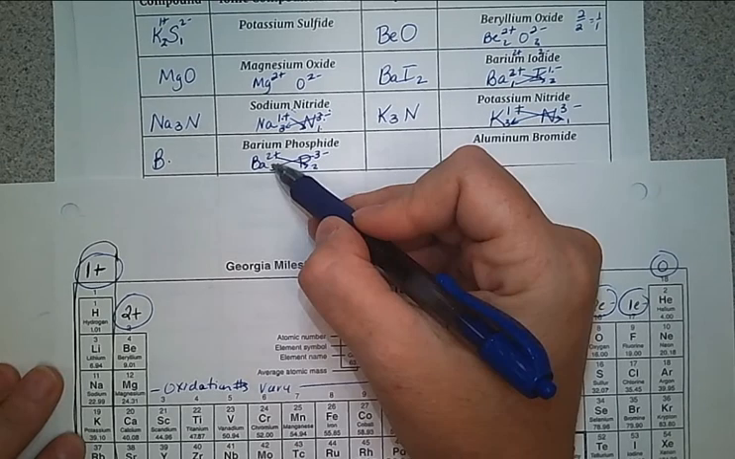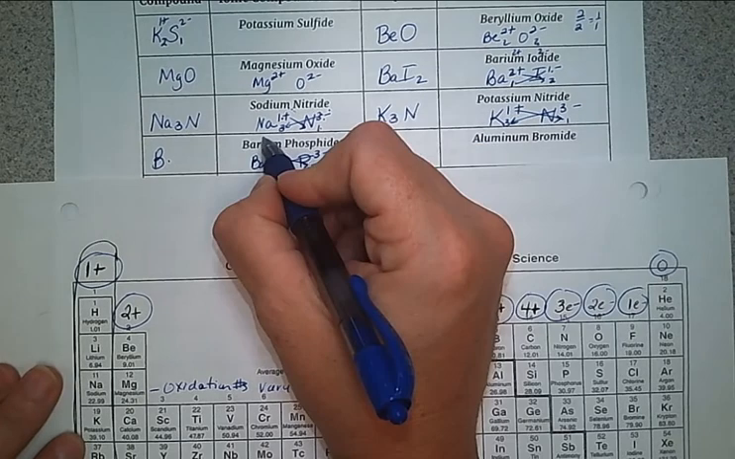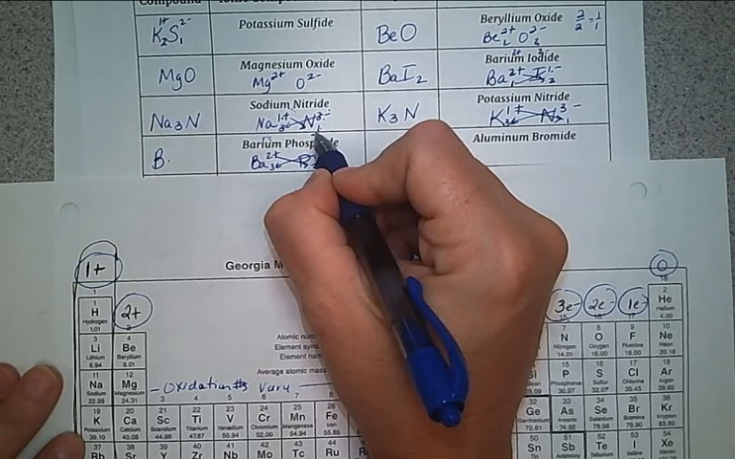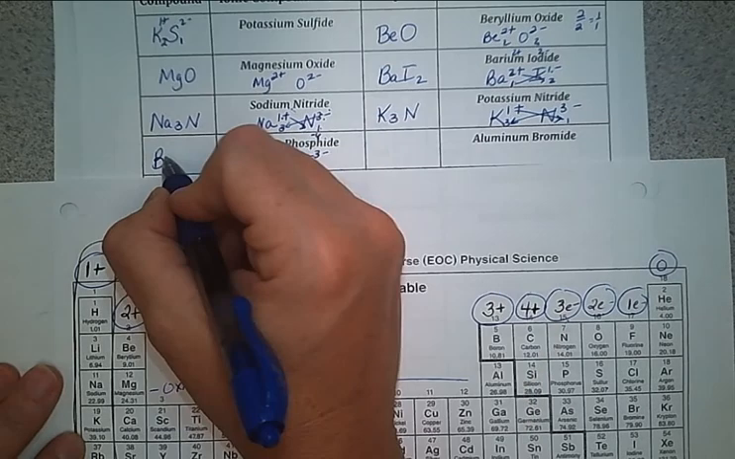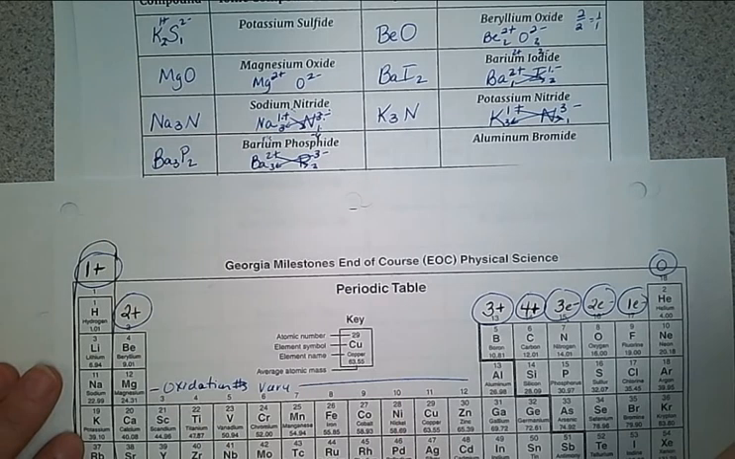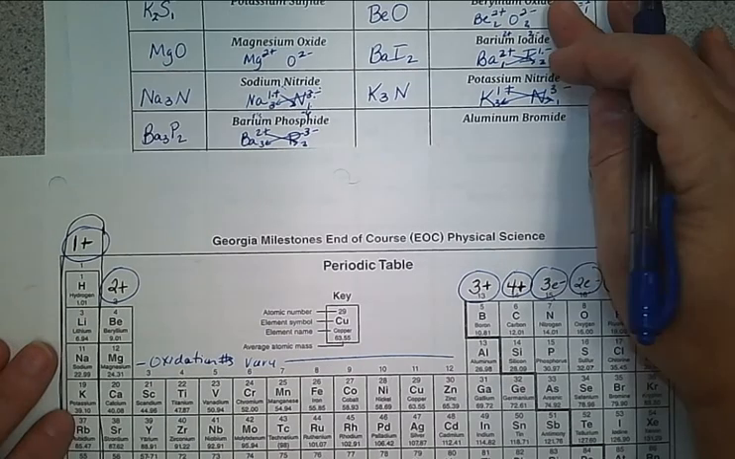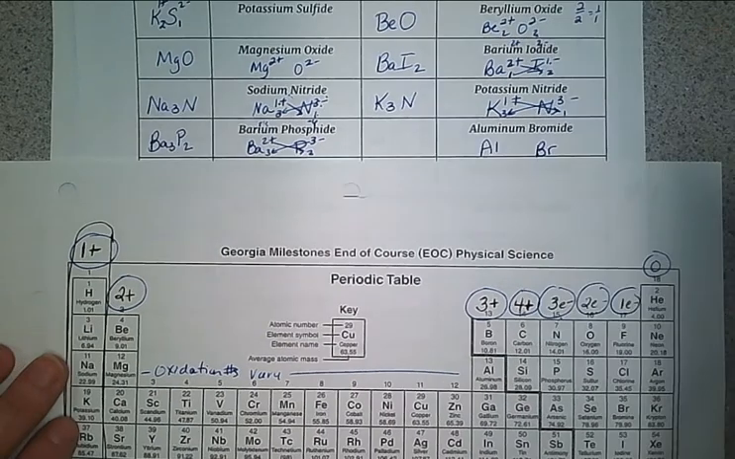Aluminum bromide. Aluminum and bromine are my 2 elements. Aluminum has a +3, bromine has a -1, so I have to crisscross applesauce. That's going to bring the 3 down. That's going to bring the 1 down. Aluminum bromide would be written like that.